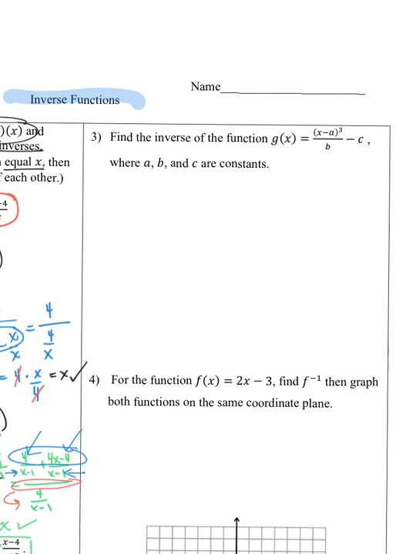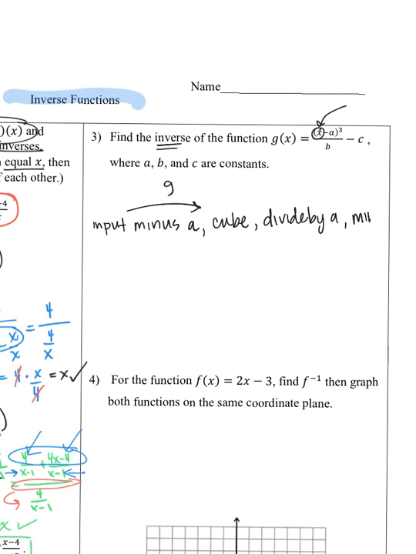Okay, moving on to number 3, we're again still trying to find the inverse. We could interchange x and y here, but since I only have a single x there, it might be nice to go back to using the words. So the way that function g is working here is that you're going to input something, that's your x value. You're going to minus a, then you're going to cube that quantity. Then you're going to divide by a, and then minus c.